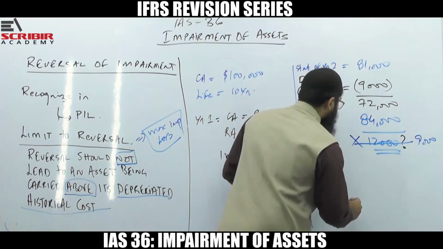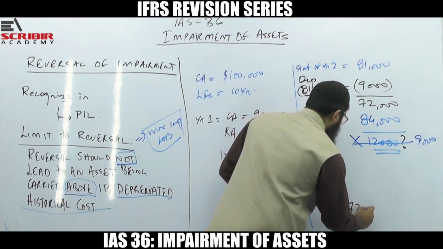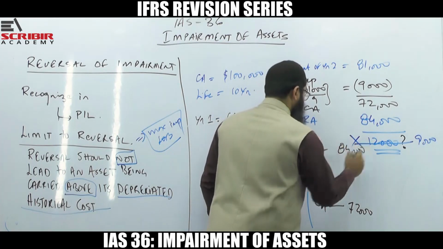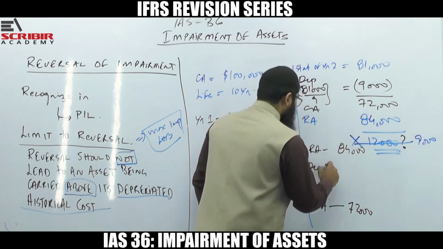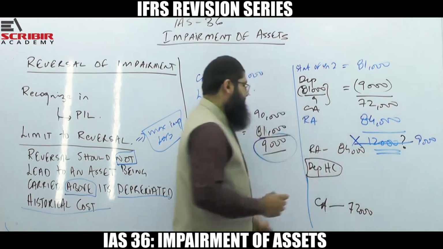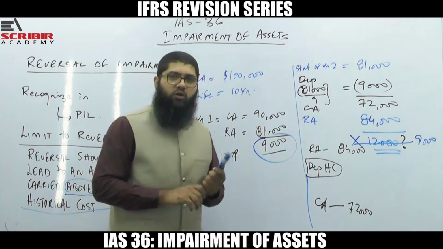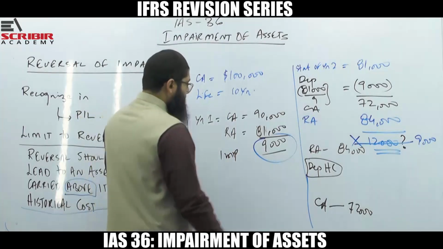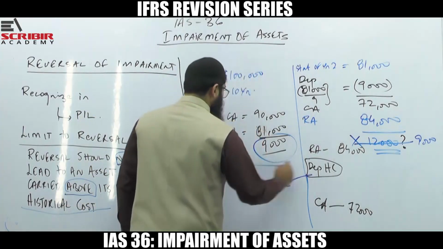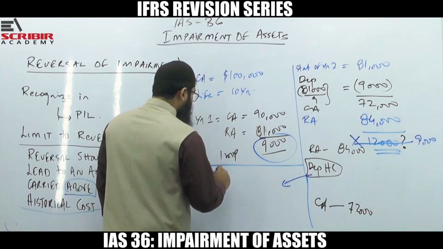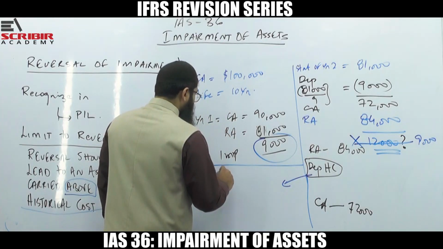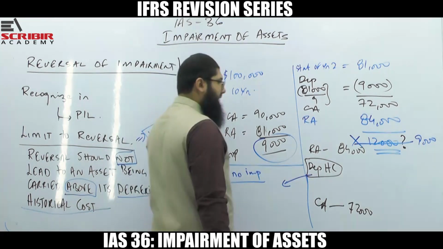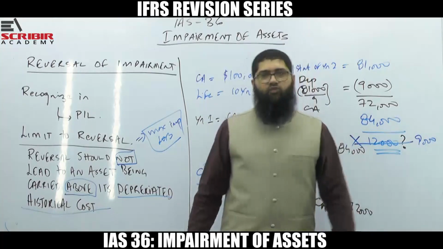The carrying amount of the asset right now is 72,000. What is the recoverable amount of the asset? That is 84,000. There is a depreciated historical cost that you have to calculate. What is a depreciated historical cost? The depreciated historical cost means carrying amount if there is no impairment. I mean, it's a notional carrying amount on the assumption that there is no impairment.